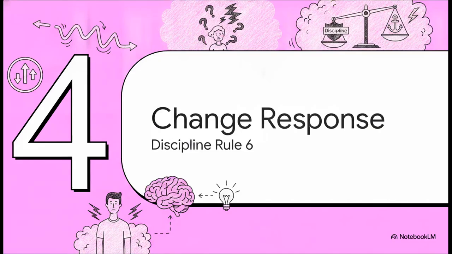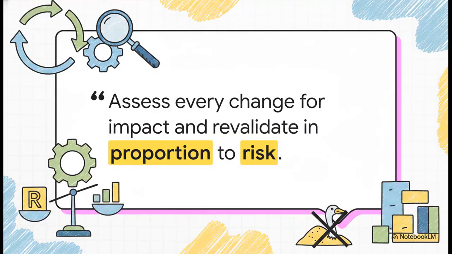Section 4. Proportional Response to Change. Discipline Rule 6. Now, what's really interesting about this slide is how we handle changes, because change is inevitable, but panic is completely optional. There's an absolute mantra of change management in sterilization, and it goes like this: assess every change for impact and revalidate in proportion to risk. Neither ignore it nor reflexively repeat the entire validation. This is the sweet spot right here. You don't bury your head in the sand, but you also don't burn down the building and start from scratch every single time a minor component swaps out.